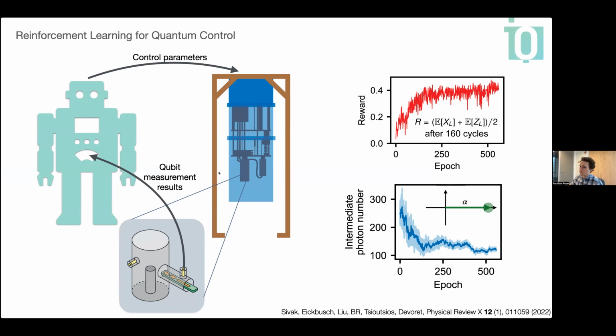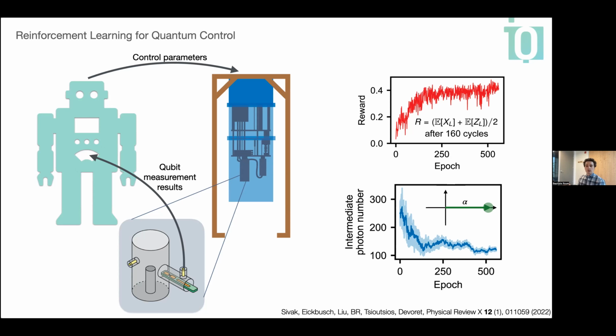The way it works is that we have an agent that sends some policy, some control parameters to the fridge. It evolves for some time. We see how well we protected the information at the end, and we just measure one bit: did we have an error or not? And then we feed this back to the agent, which allows us to have a loop where we optimize parameters.